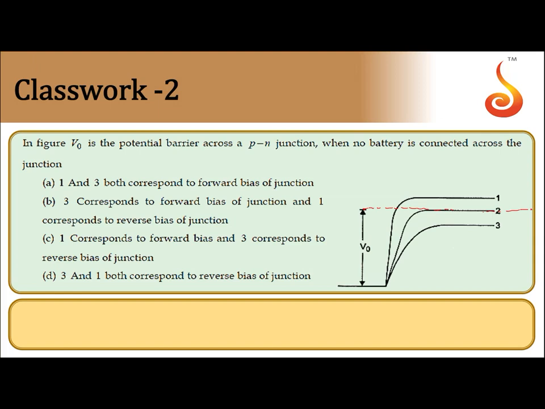Now, when you forward bias it, then the barrier potential must decrease. So, 3 is at lower level, so this must be forward bias. And 1 is at higher level, so in reverse bias, the barrier potential increases, so 1 should be reverse bias. So 3 should correspond to forward bias, 1 should correspond to reverse bias. That is option B.